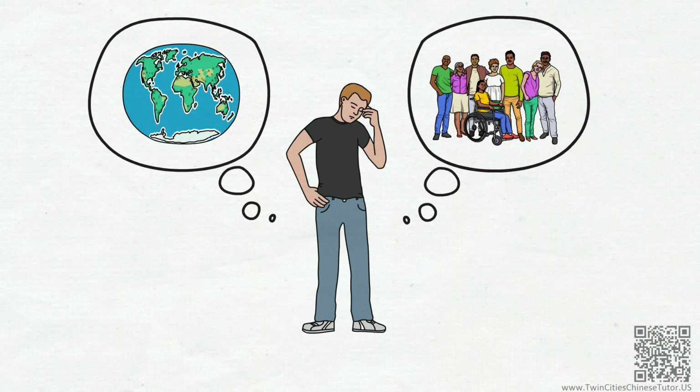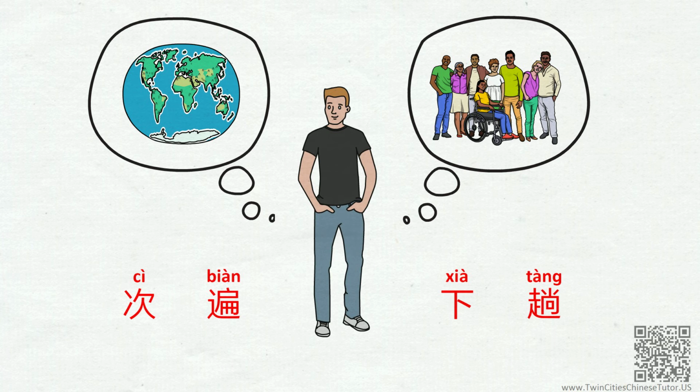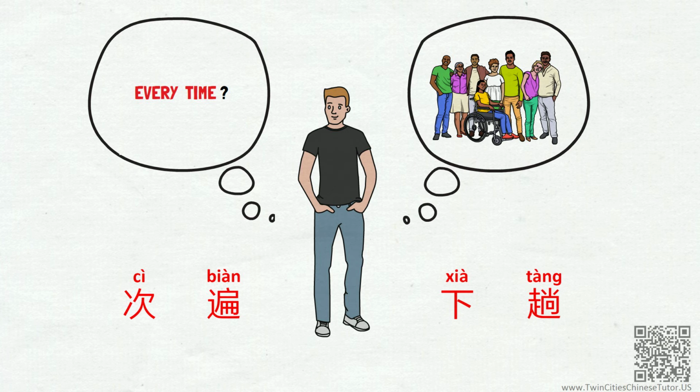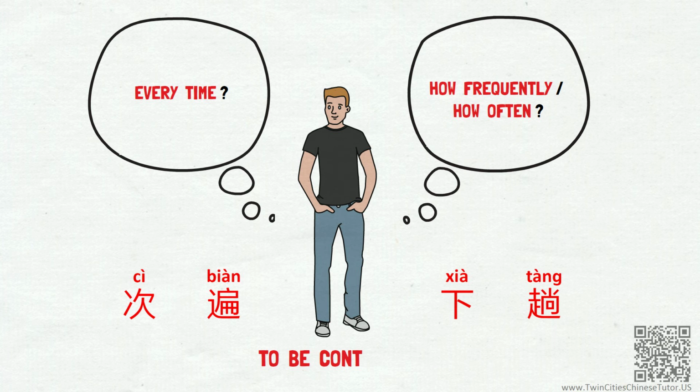Alright, Miro, now that we have learned the basic uses of 次, 遍, 下, and 趟, do you have more questions? Yes, I have 2. 1. How do you say every time in Chinese? And 2. How do you ask and answer how frequently or how often in Chinese? Great questions, Miro! In our next video, let's take a step further and discuss the more advanced structures related to 次. Stay tuned.